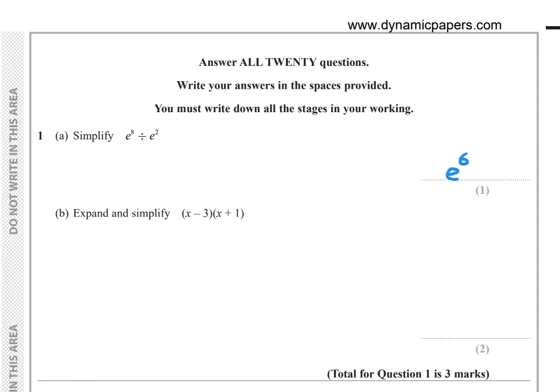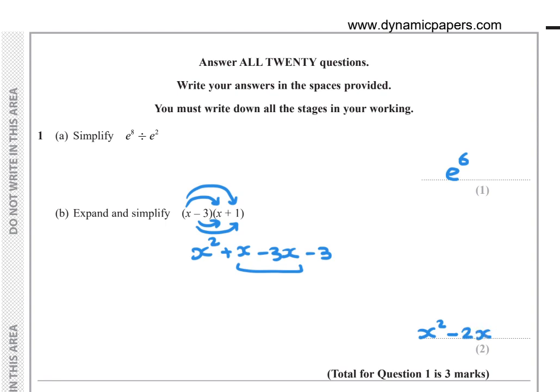Expand and simplify (x minus 3) times (x plus 1). x times x equals x squared. x times 1 is x. Negative 3 times x is negative 3x. Negative 3 times positive 1 is negative 3. Combine the like terms. So x squared, x and negative 3x, so x squared minus 2x minus 3.